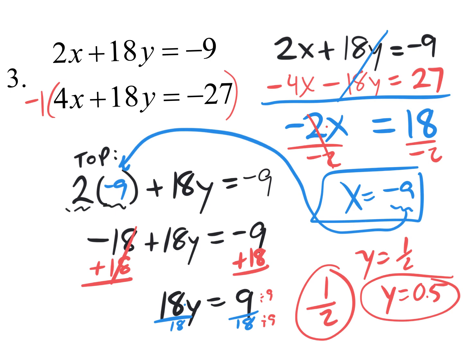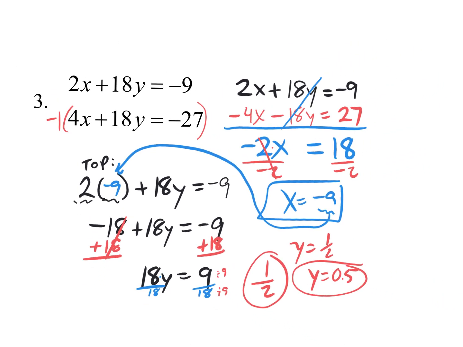Anyway, the answer in coordinate format will be parenthesis, the x value is -9, the y value is 1/2. Or you could write it -9, comma 0.5. Either one of those will be correct if you do it on the quiz.